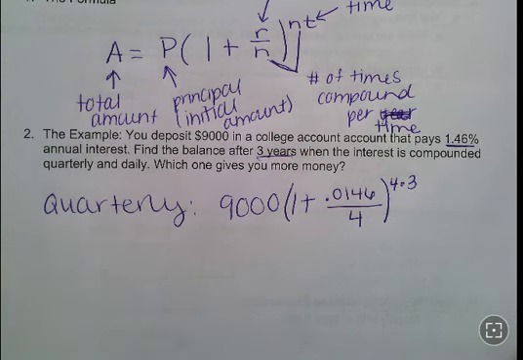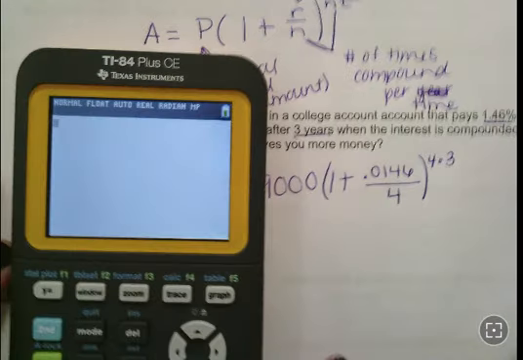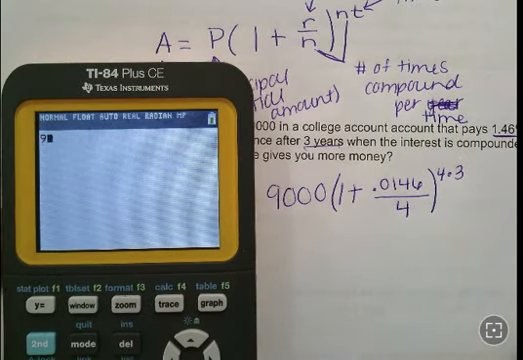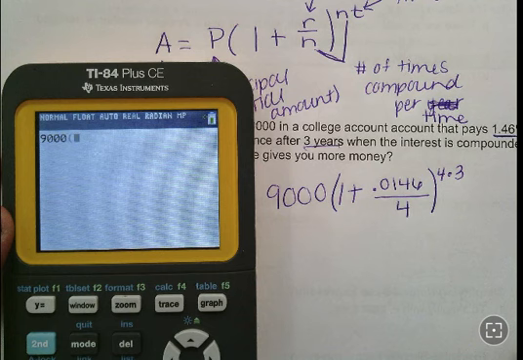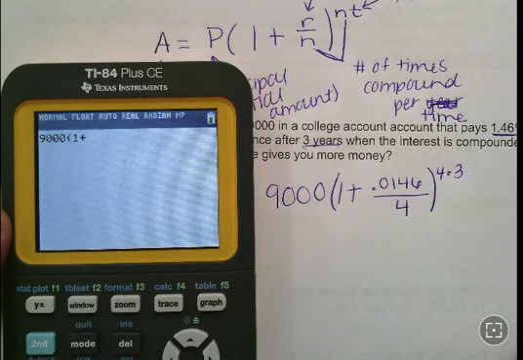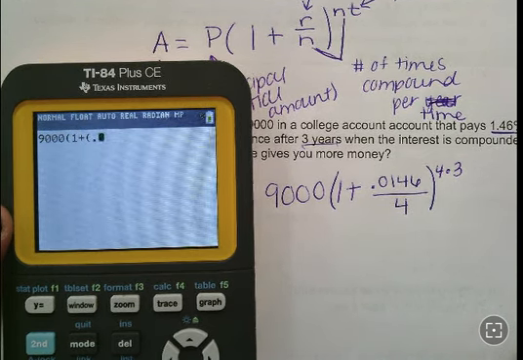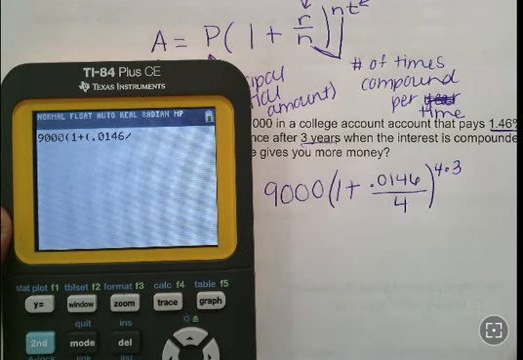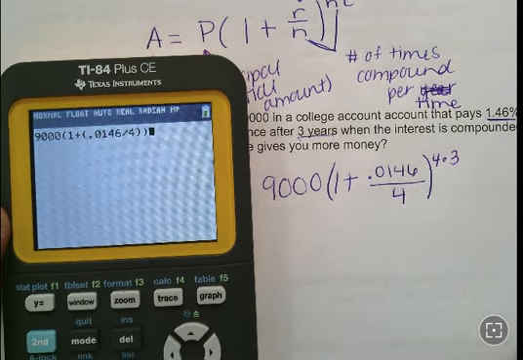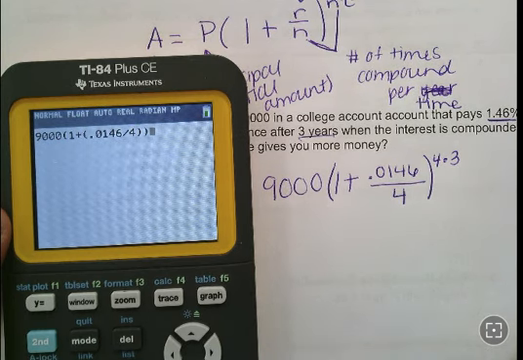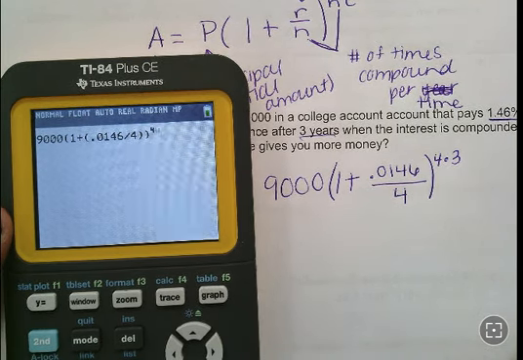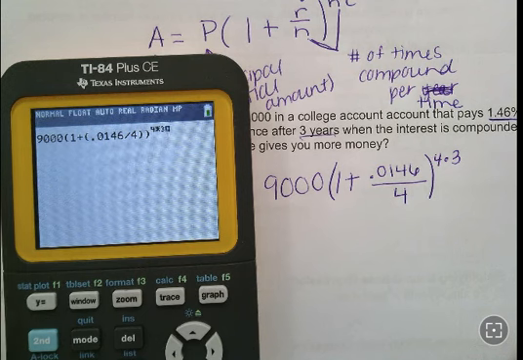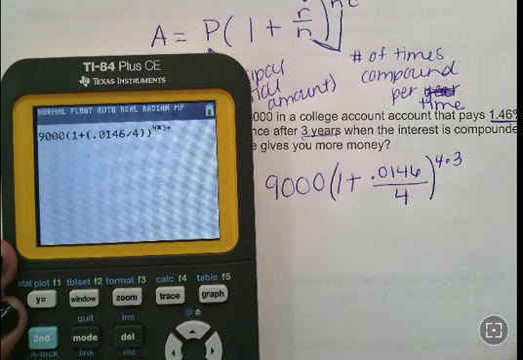Now the cool thing here is that we can plug all of this into the calculator. Just be careful how you do it. Okay, so let me show you what it should look like. 9,000 times (1 plus, and this needs to go in a separate set of parentheses, 0.0146 divided by 4). Close both of the parentheses, then raise it to the 4 times 3. That's what your calculator has to look like. So be careful when you're doing this, okay?